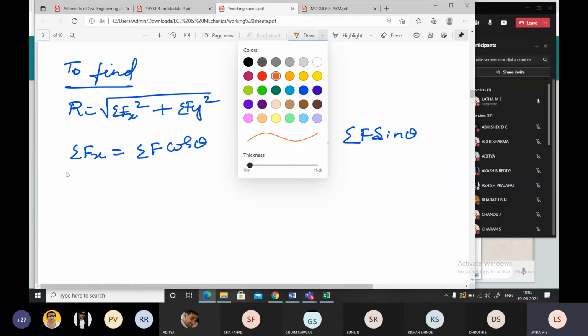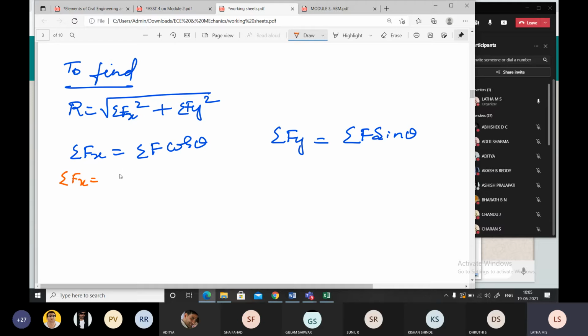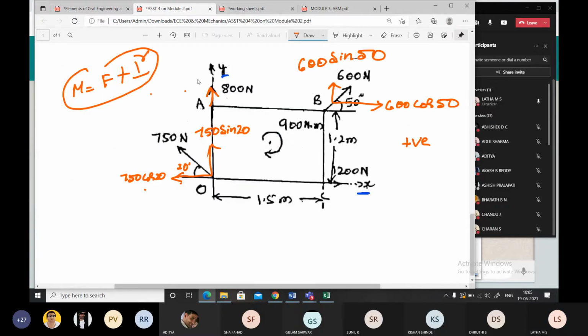Now sigma Fx, you're writing well. Now you tell me the equation quickly, resolving all the horizontal components. How many horizontal components? 600 cos 50 and 750 cos 20. Correct now, students? 1200, ma'am. Where is 1200? Towards the x-axis, ma'am. Yes, this 1200 is a horizontal force. So you find three forces are contributing to sigma Fx.